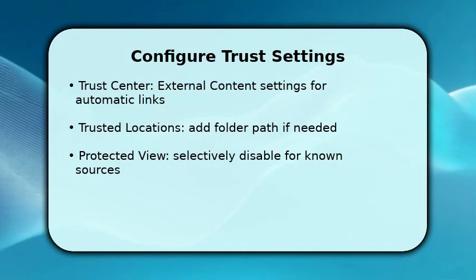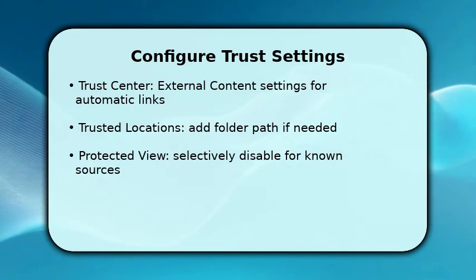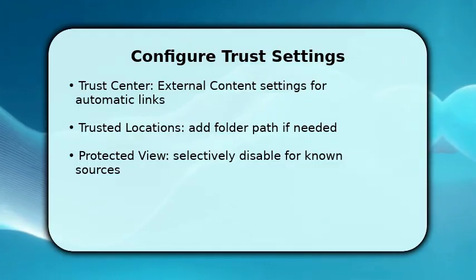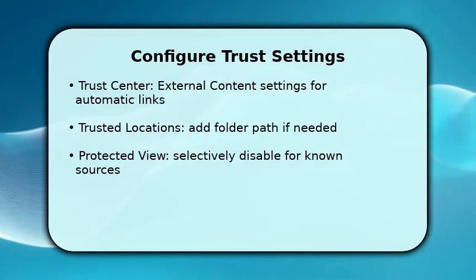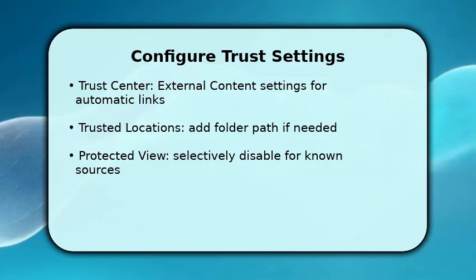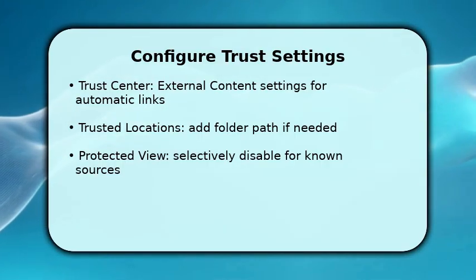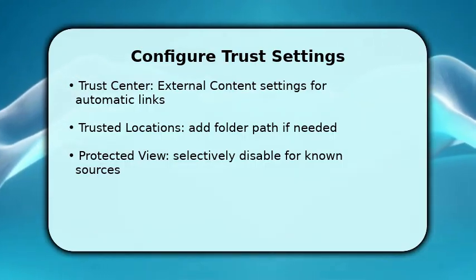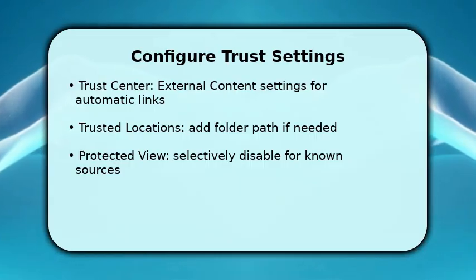Next, you configure the Trust Center so links can update reliably. Go to Trust Center Settings, External Content, and enable automatic update options for workbook links. This lets Excel refresh data without repeated prompts. Then add your folder to trusted locations so files open with fewer barriers. If Protected View blocks links, selectively disable it for those known, secure sources. You're doing this to balance convenience and safety. Allow updates from places you control while keeping random files restricted.